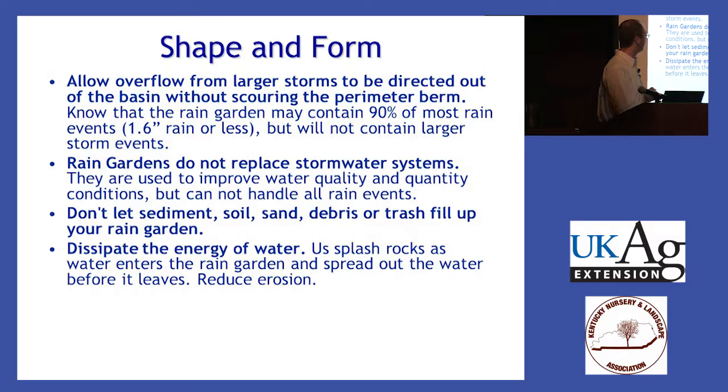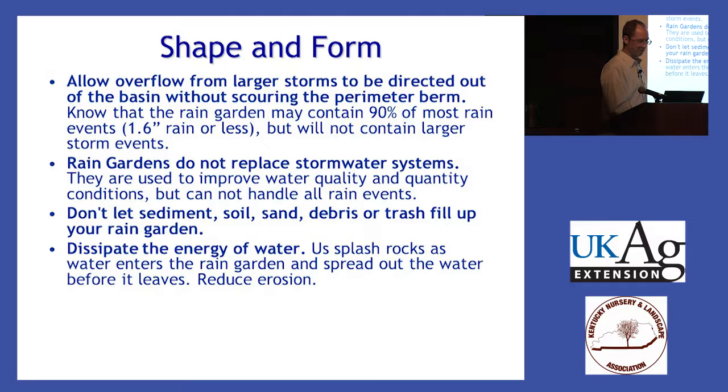This is not a replacement of stormwater systems, anything existing, because we're going to have a 4-inch rain event. We're going to have a 5-inch rain event. That's really going to just be too much for a rain garden to handle. You want to watch for sediment, soil, debris, anything like that might wash into the rain garden. Make sure bare areas are pretty well vegetated and stabilized. And you want to dissipate the energy of that water coming in.